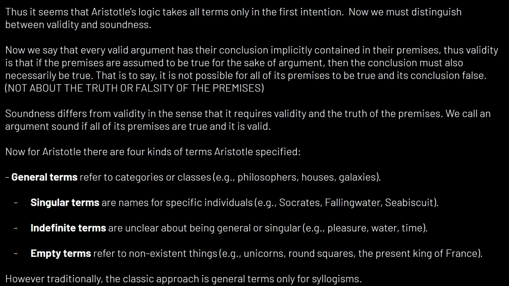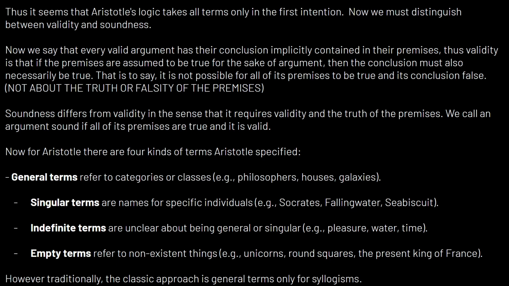General terms, right, refer to categories or classes. That is, for example, philosophers, houses, galaxies, gamers, right? And singular terms are just specific names for individuals. So that would be Socrates, Plato, California, anything specific about individuals, right?